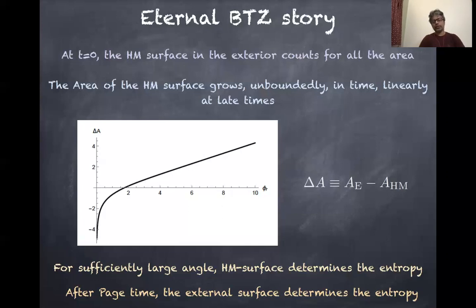But we know that the Hartmann-Walther inner surface will evolve in time, will grow in time, but the exterior RT surface will never grow in time. So there will come a point where the Hartmann-Walther inner surface will actually exceed the exterior RT surface area, and now the exterior RT surface area will become the minimum of that.